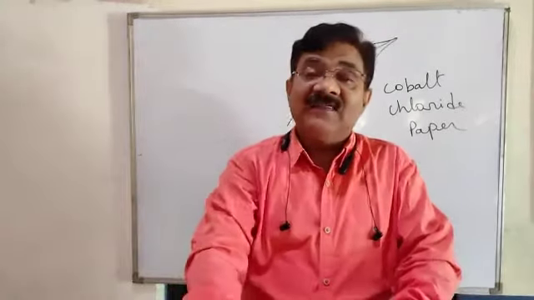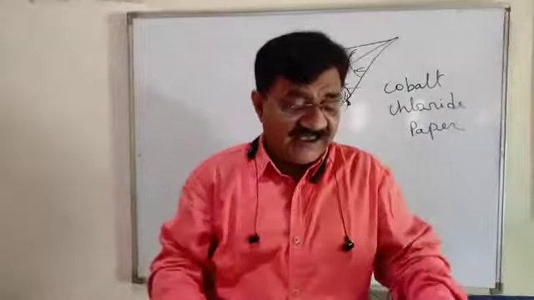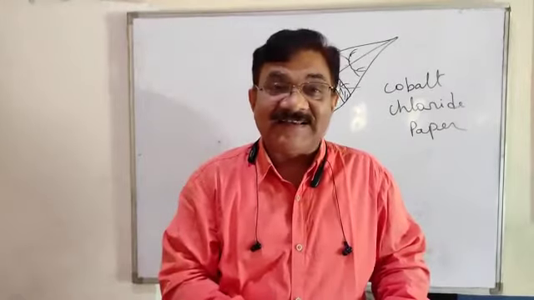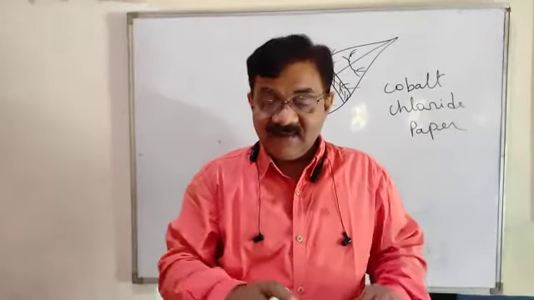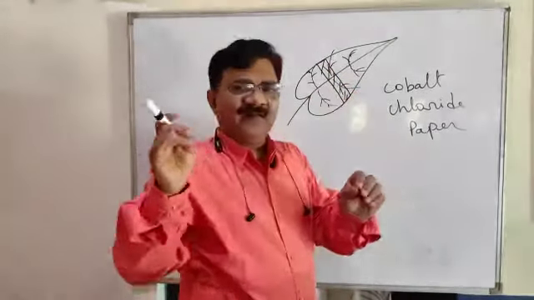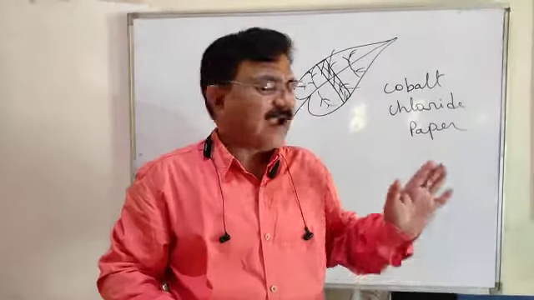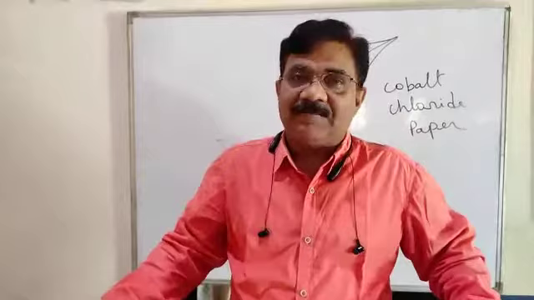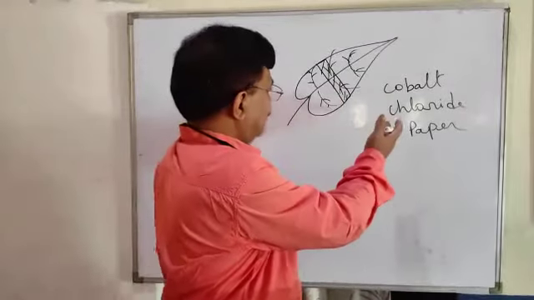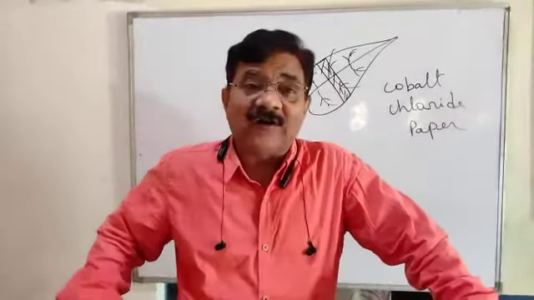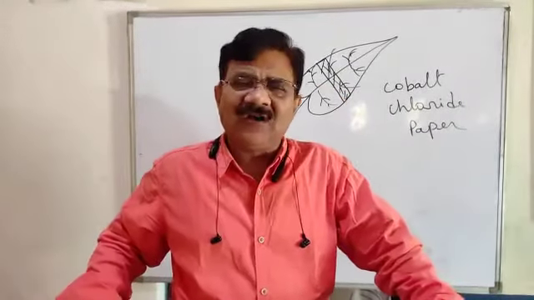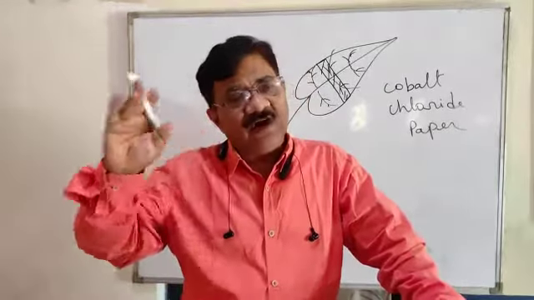We have discussed that cobalt chloride paper, when it is dry, its color is blue, and in the presence of moisture it turns pink. Leave this apparatus, the slide and cobalt chloride paper, with the leaf attached to the plant for some time. What you will observe: the cobalt chloride paper on the lower surface of the leaf will turn pink, and this side will remain blue or turn pink after a long time.